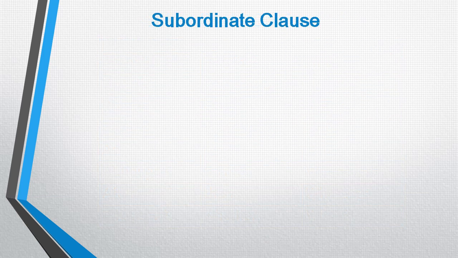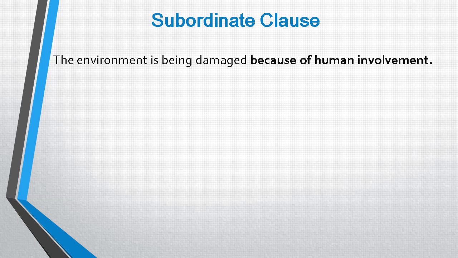Here we can see exactly what I meant. In the first sentence, the environment is being damaged because of human involvement. So the dependent clause there, because of human involvement, doesn't need the comma with it because it's not a subordinate conjunction of concession. It's just adding more explanation to it.